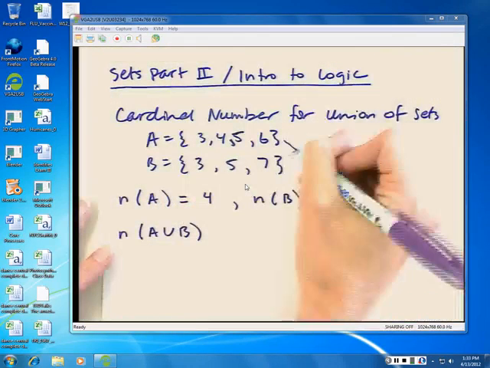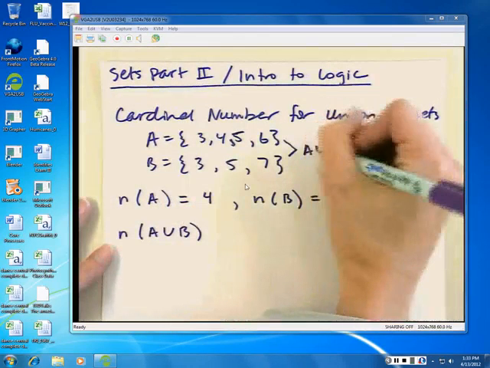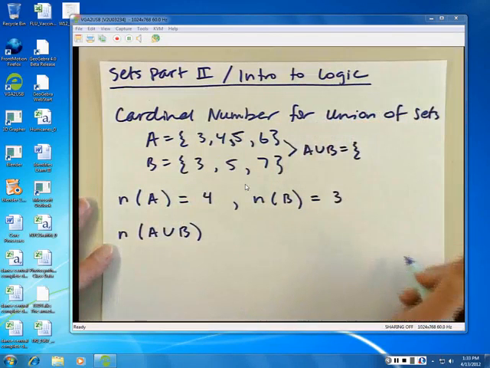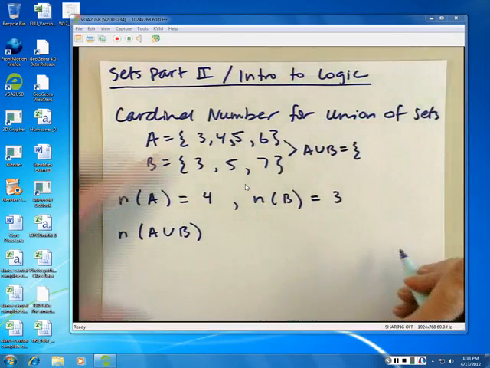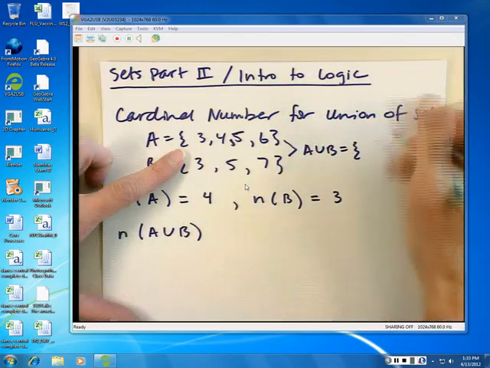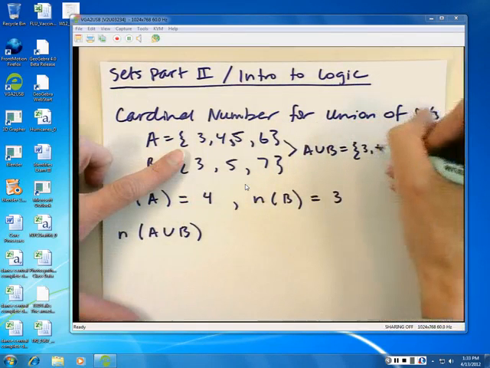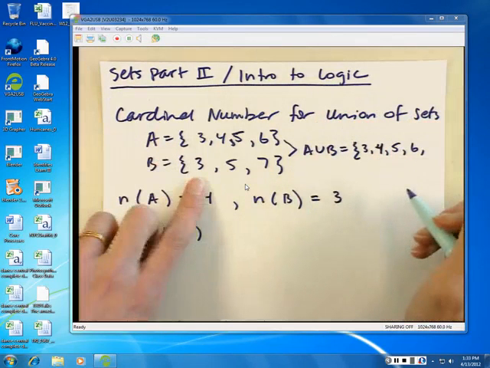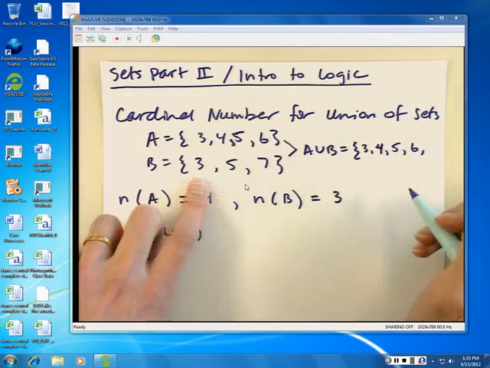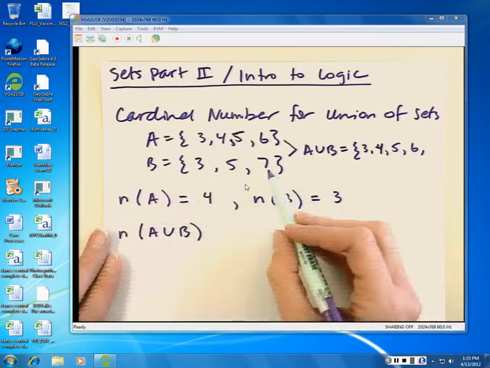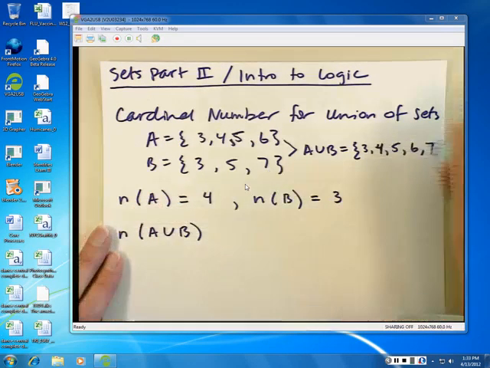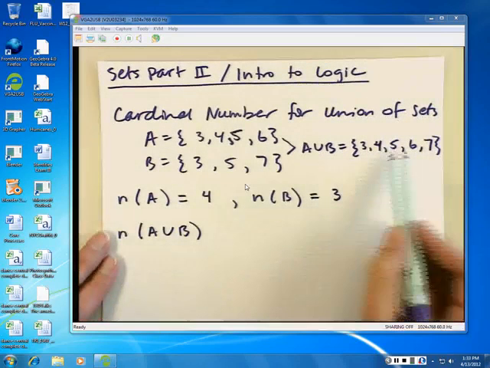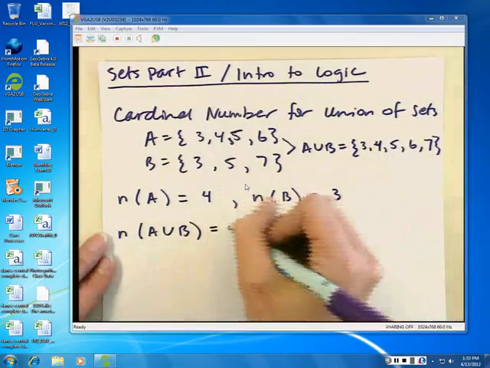I can start by actually looking at the union. So I'll put it here, A union B is the set of all elements. Let's go ahead and start with what's in A. So they need to be included, 3, 4, 5, and 6. And then I need to include whatever I left out of B. So 3 is already there, 5 is already there, so I really need to include the number 7. And from here I can figure out what that cardinal number is. 1, 2, 3, 4, 5. So my cardinal number is 5.